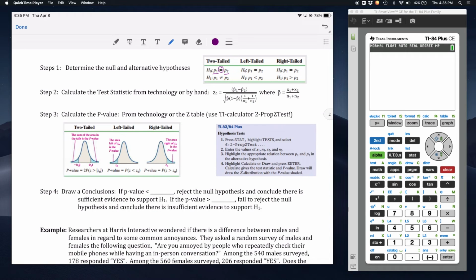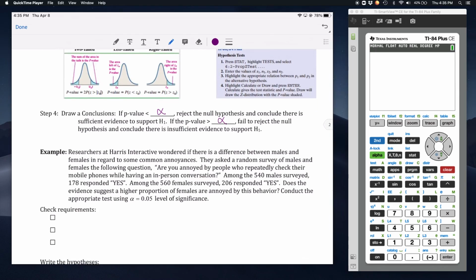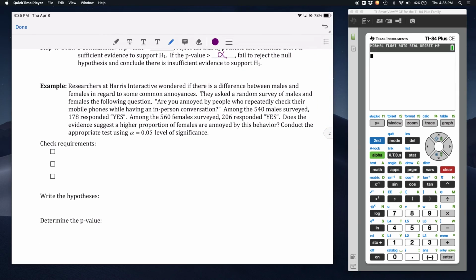Okay, we're going to use our technology to compute it. If you want to do it by hand, there are some formulas for you. I would not stress about those. Remember, if the p-value is less than alpha, reject the null hypothesis and conclude there is sufficient evidence to support the alternative. Whereas if our p-value is greater than alpha, we fail to reject the null hypothesis and conclude there is insufficient evidence to support the alternative. Let's go ahead and do it then.